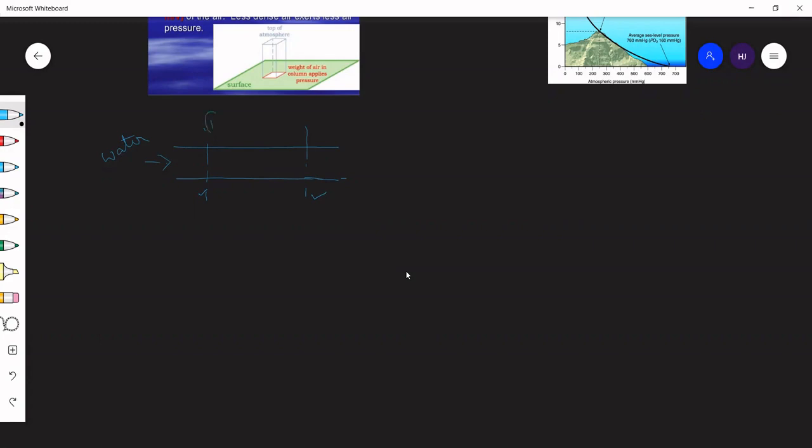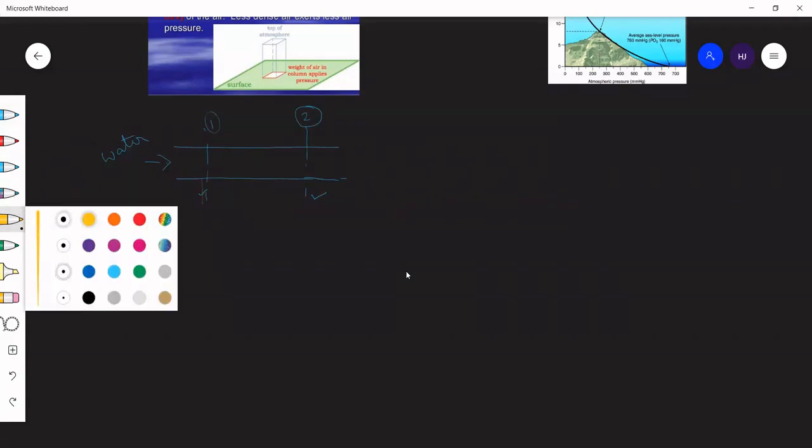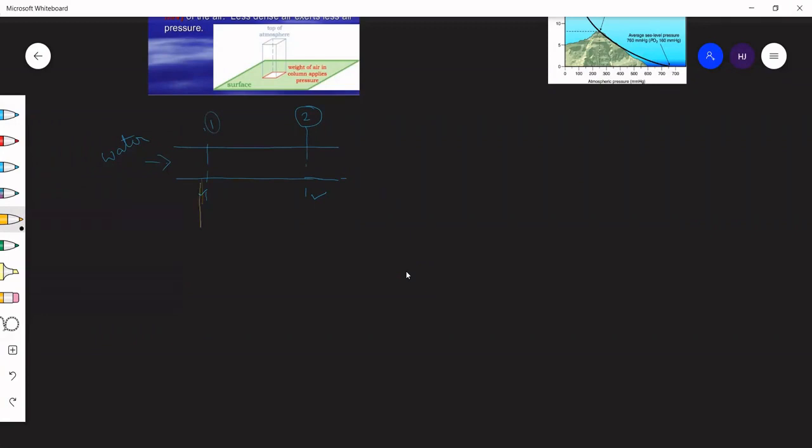Suppose you are asked to find the pressure here and the pressure here. What will you do? You will fit a U-tube manometer. It should be very symmetrical. Left side should be equal to right side.